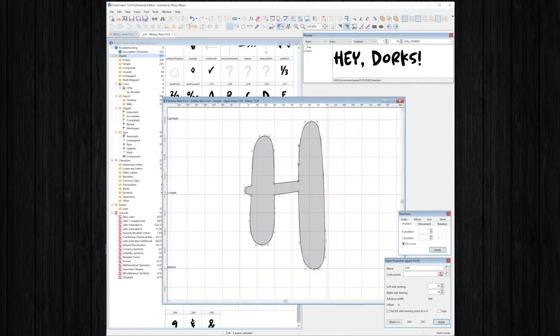All right, I'm going to line these points up there. And I'm going to move the whole guy up a little bit. He's kind of a weird H, but he's the alternate, so he can stick with being kind of weird.